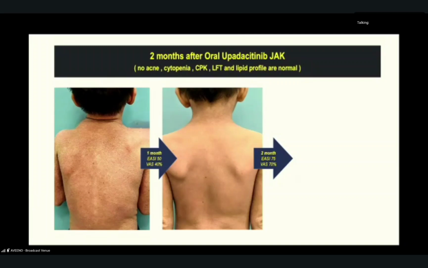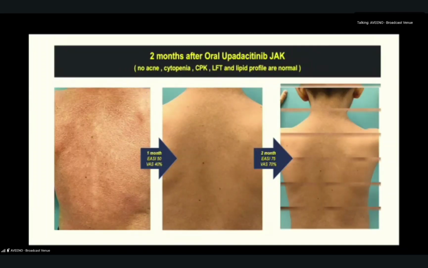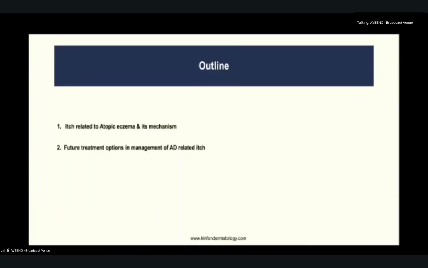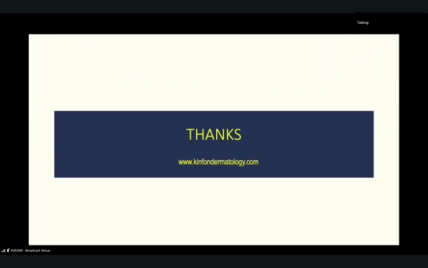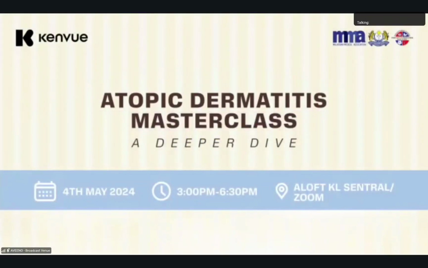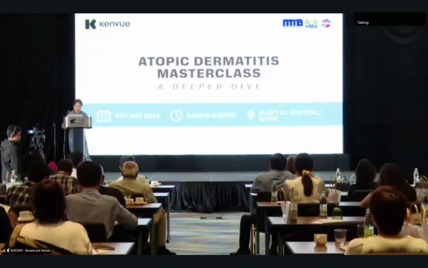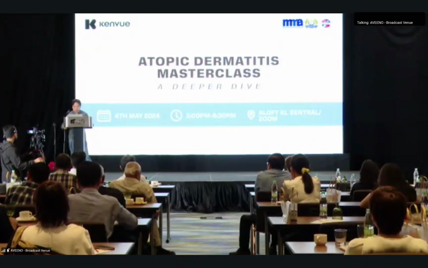It's not a cure, but it's really helpful in improving the quality of life of patients over months and not over days. There are many other future medications, including the H4 receptor one, but it's not available yet in Malaysia. And IL-31 inhibitor nemolizumab is also very effective in reducing itch. So this is about my second lecture. Is there any question? If no question, we move on to the third lecture.